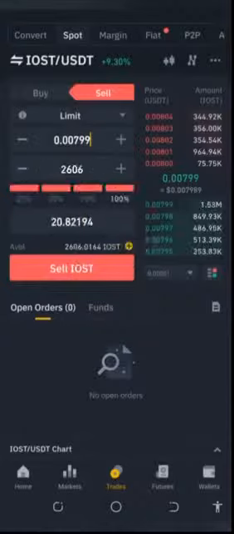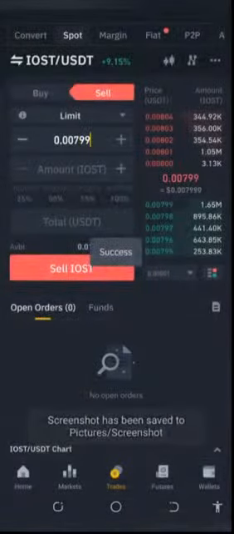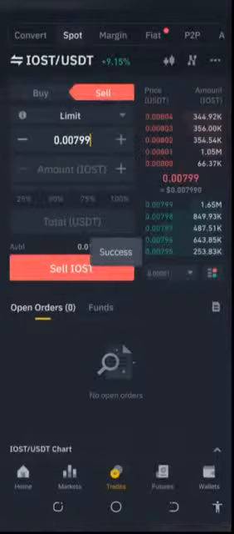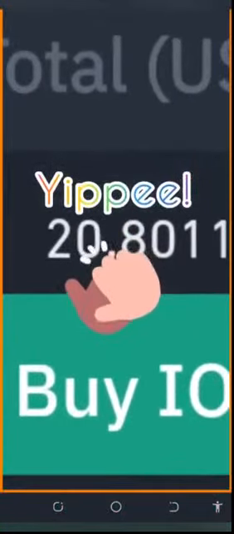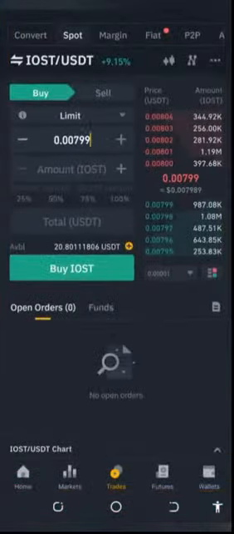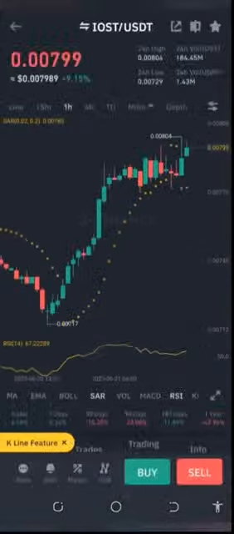And let's see if we can actually sell and see what we can get. Let me see. Wow, this is great. Let's go ahead and sell. Wow, did I get it sold? Did I get it sold? Yippee, we got it sold. Wow, what happened to IOST? It went all the way up. Look at this.